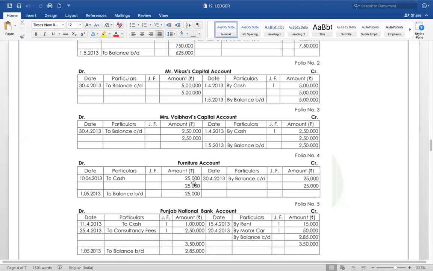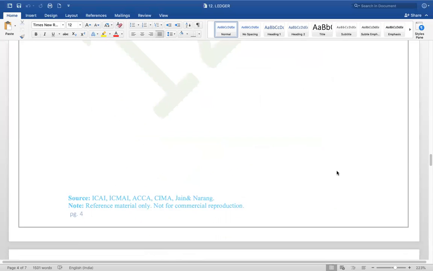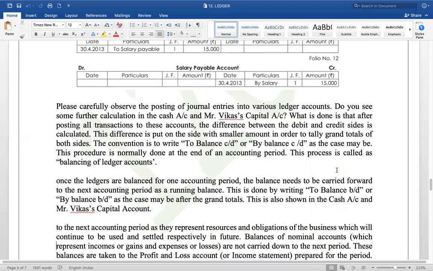Okay, so this is the difference. To conclude, for the real accounts, you have the balances carried forward to the next accounting period. But the nominal accounts, for the expenses and the incomes, we don't carry forward. We transfer that to the trading and profit and loss account to make out the profit or loss. Okay, right.